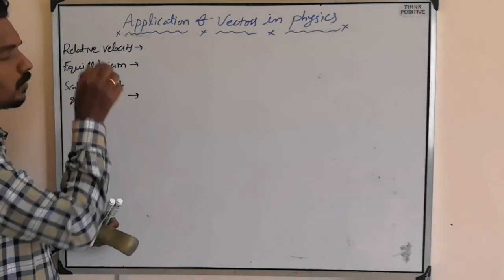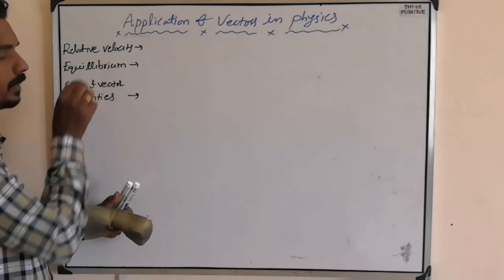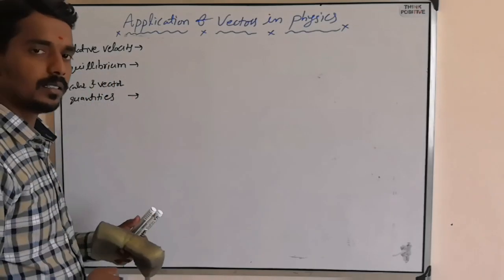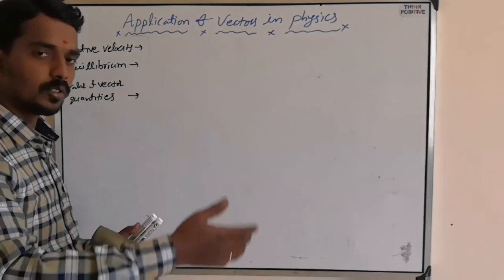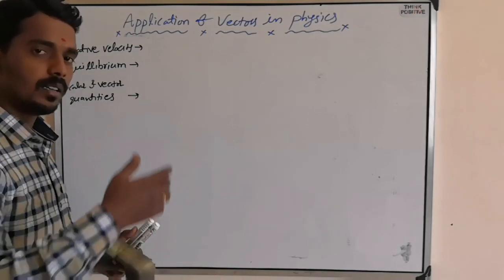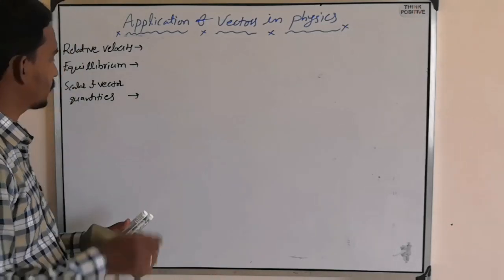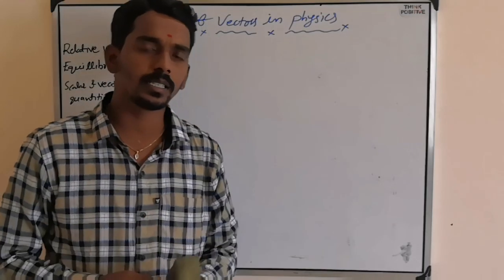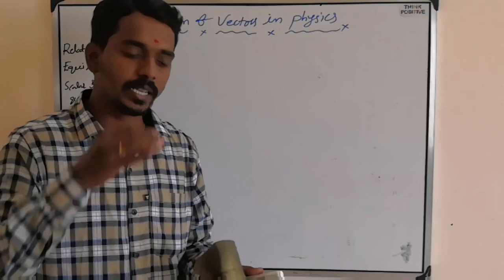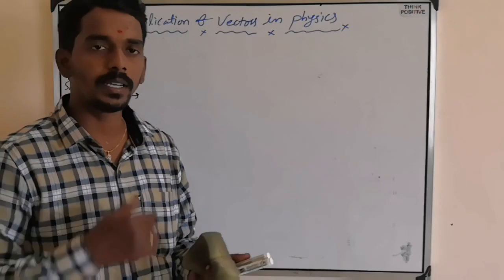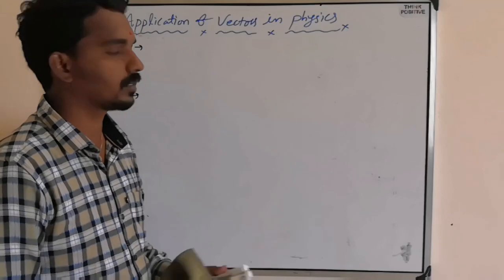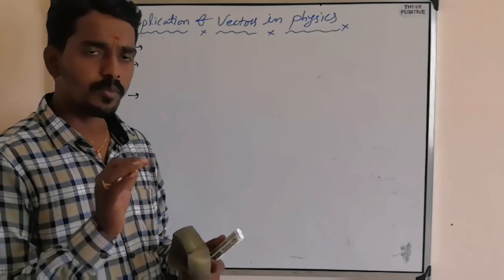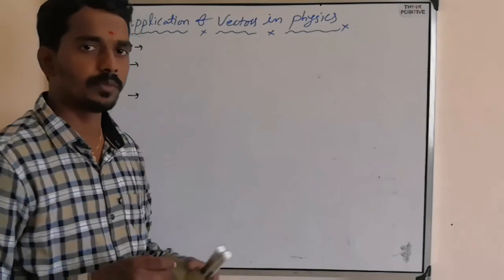And the other one is equilibrium, which you will study in motion in a plane or in laws of motion. The other one is the relation between scalar and vector quantities in physics, which depends upon the product of vectors. See the importance of vectors. First I will start with one example.